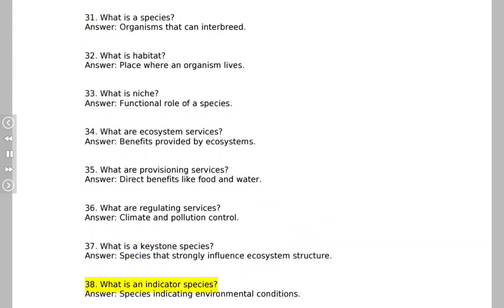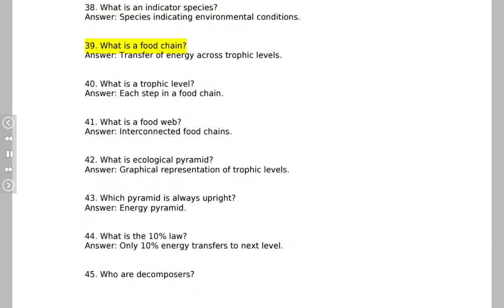38. What is an indicator species? Answer. Species indicating environmental conditions. 39. What is a food chain? Answer. Transfer of energy across trophic levels. 40. What is a trophic level? Answer. Each step in a food chain. 41. What is a food web? Answer. Interconnected food chains.